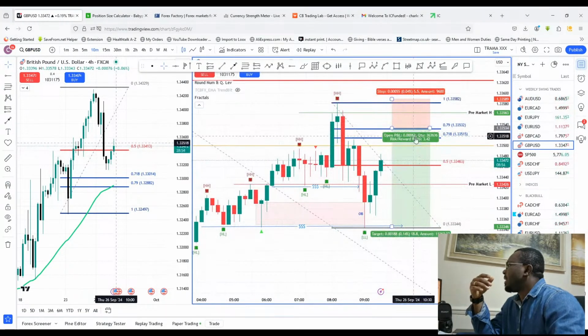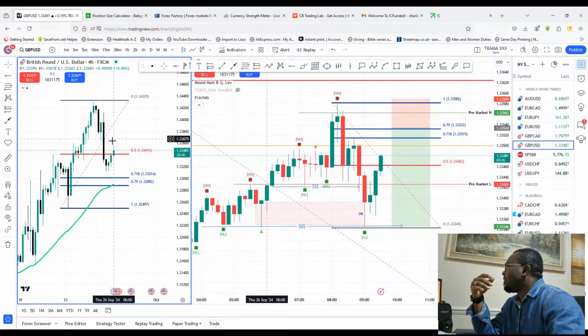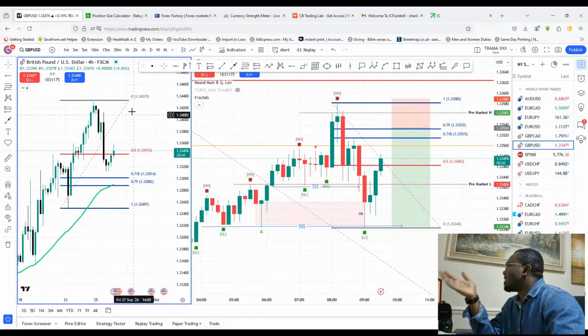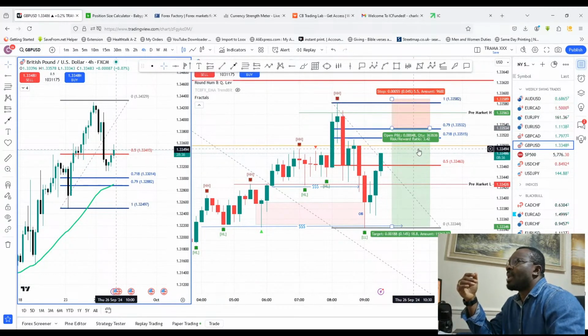Okay. And then remember, this is still a sell zone. If price pushes up into this area on the 4 hour, it's still a sell zone. We are still in a sell zone. Anything above 50 is premium. So we should be okay to sell at this level as well.